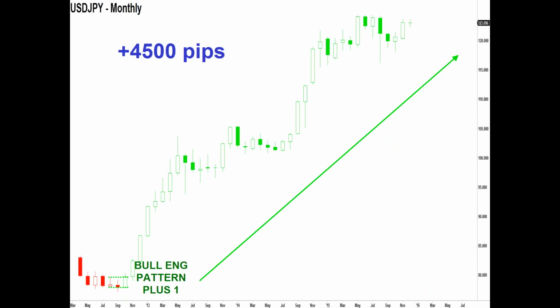And it would have paid off handsomely because that's 4,500 pips coming into this year in the dollar yen on a monthly time frame. Okay, it's $45,000 per contract. Once again, we're not saying that you would have stayed in there that long, but that's how much you had to work with in your favor.